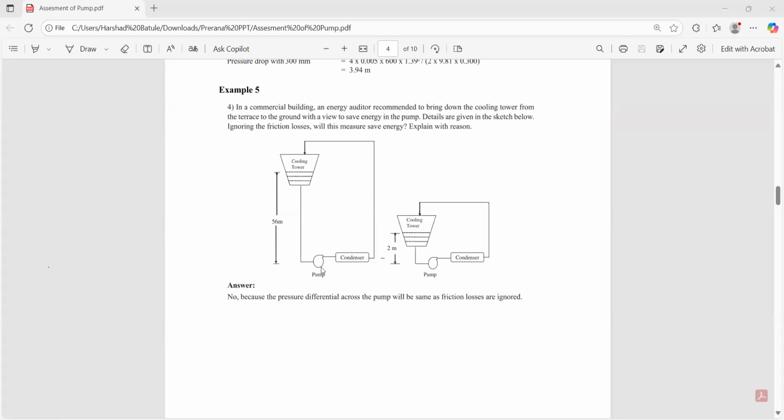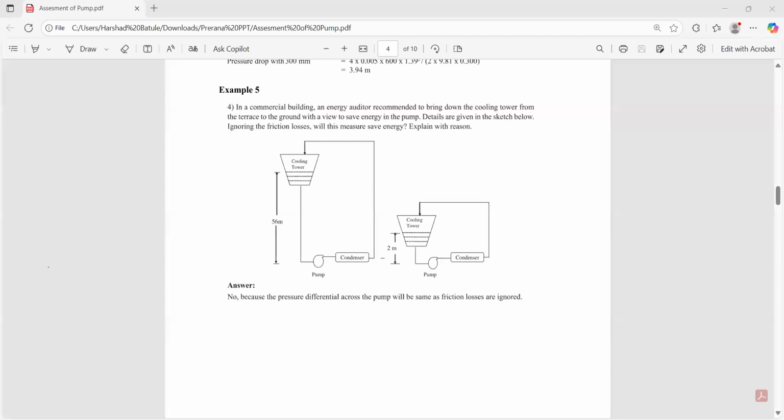Hello. If your pump is near the cooling tower, that is your question. Hello. Hello. Sir, sorry, am I audible? Yes. I think I have a network issue.